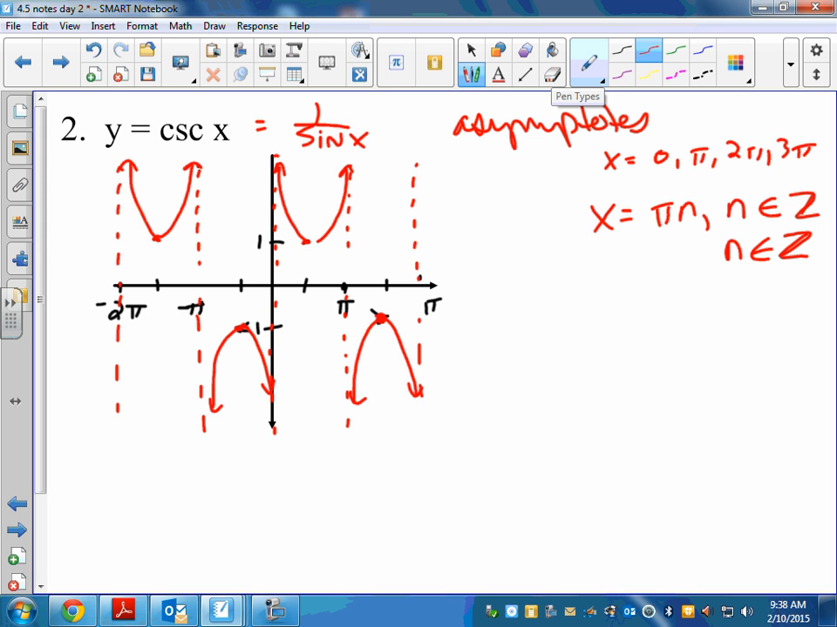What would happen if there's a number out in front of cosecant, like a 3? What's that going to do? Yeah, so instead of being at 1 and -1 on the y-axis, you'd be up to 3 and -3. So it's just moving those up.